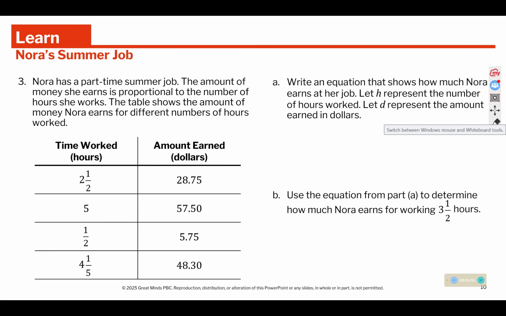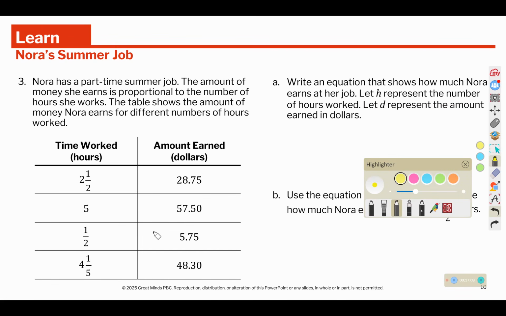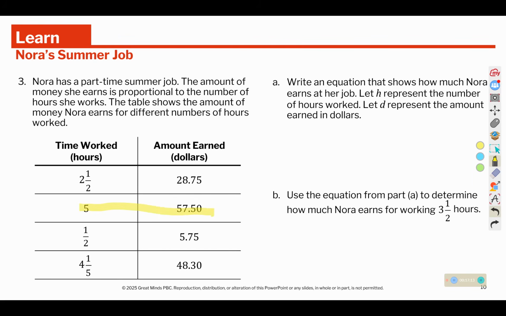The table shows the amount of money Nora earns for different numbers of hours worked. Write an equation that shows how much Nora earns at her job. Let H represent the number of hours worked and D represent the amount earned in dollars. So to write an equation, we use the unit rate. Since it's proportional, we can use any row in the table. I'm going to work with this one since it has a whole number.